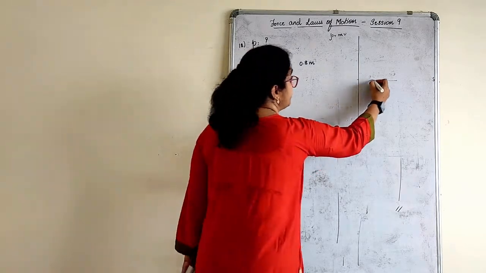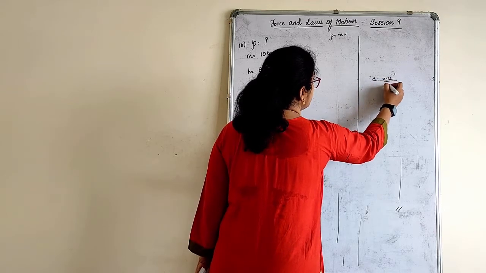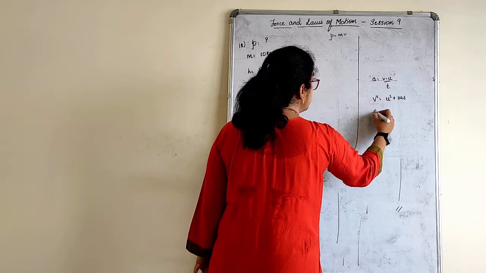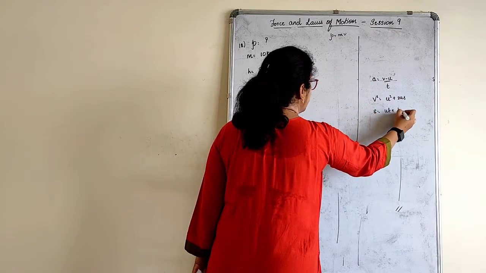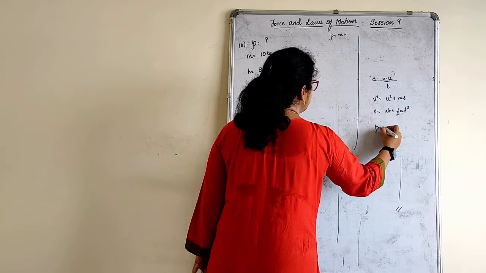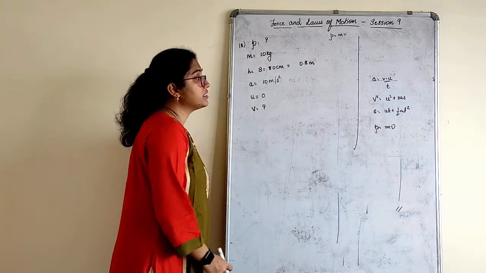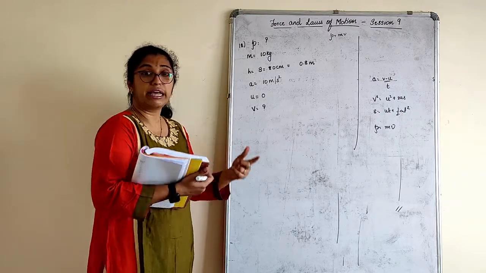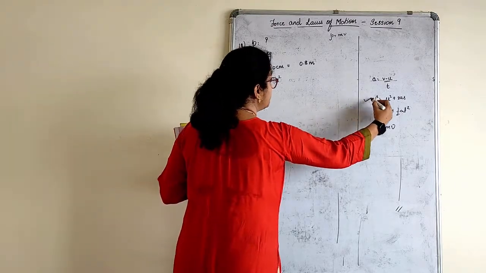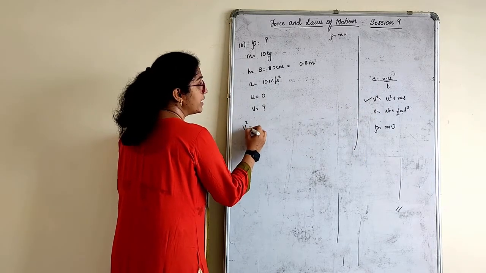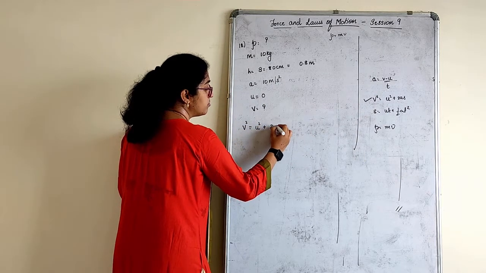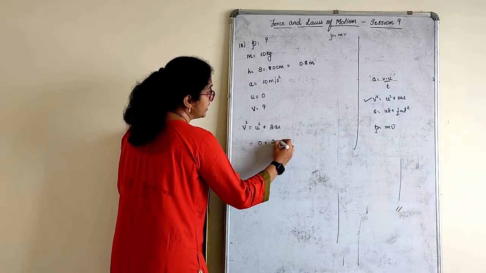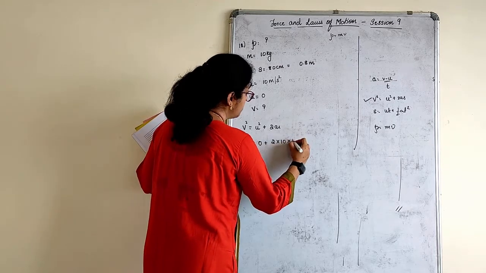So which formula, children? a is equal to v minus u by t. v square is equal to u square plus 2as. s is equal to ut plus half at square. Finally, momentum is equal to mass into velocity. I think we know acceleration, we know distance, we know u. Can we calculate v with this formula? Second formula. v square is equal to u square plus 2as, where u square is 0 plus 2 into 10 into 0.8.